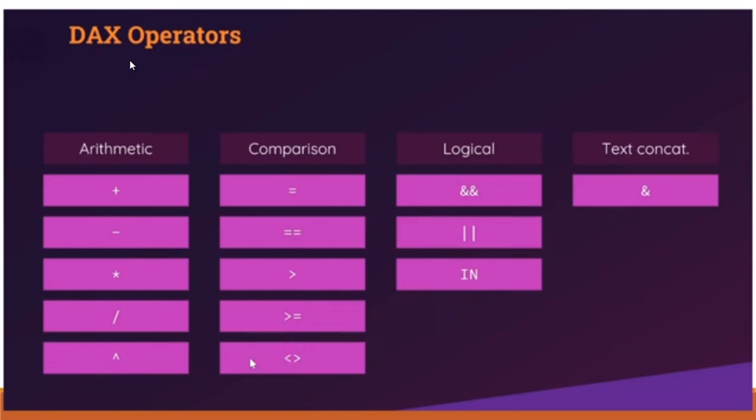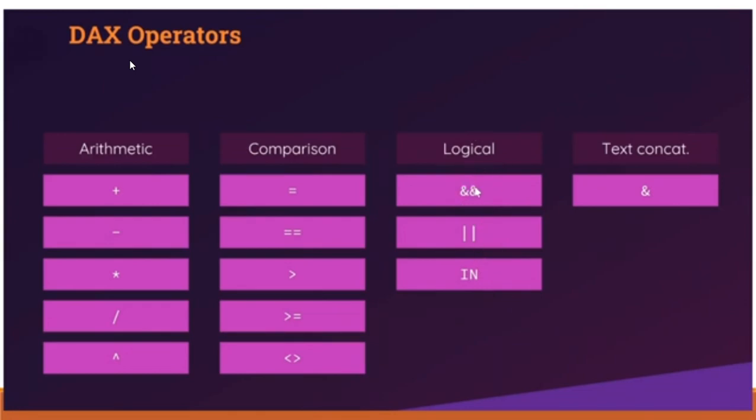Let me just type it also. So this is the not equal operator. This is the not equal operator in DAX language. Now coming to logical operators, you have the double ampersand symbol. This is called a double pipe operator, where you have 2 straight lines. This is called a double pipe operator, and the IN operator. Now let us learn a little bit about these 3 operators.